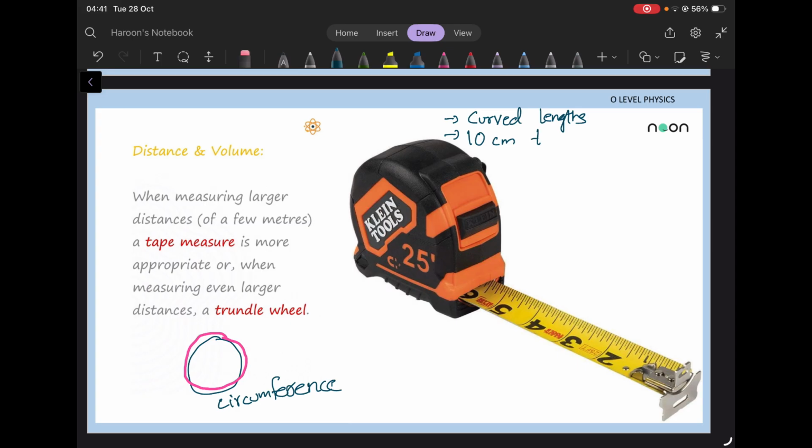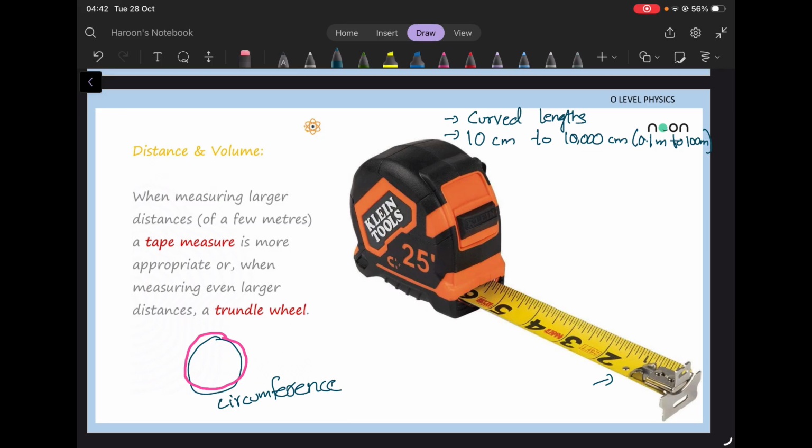10 centimeters to, you can say, even 10,000 centimeters. So for example, 0.1 meter to 100 meters. It's just that the tape should be long enough. You can have a 100-meter tape as well. You can use this to measure curved lengths as well as to measure very long lengths.